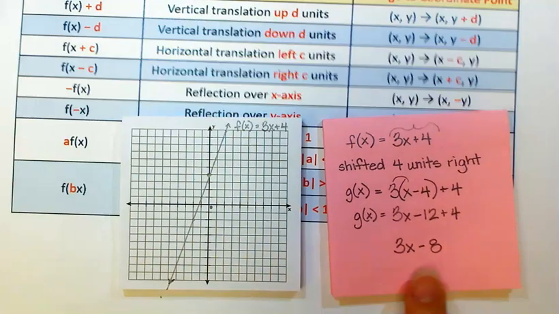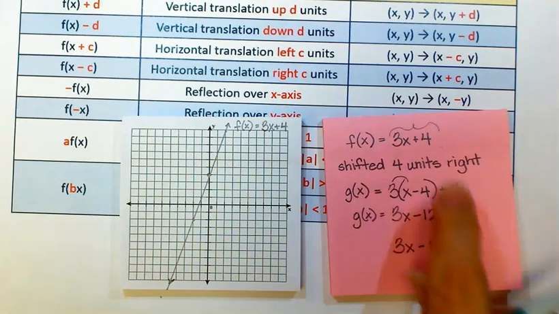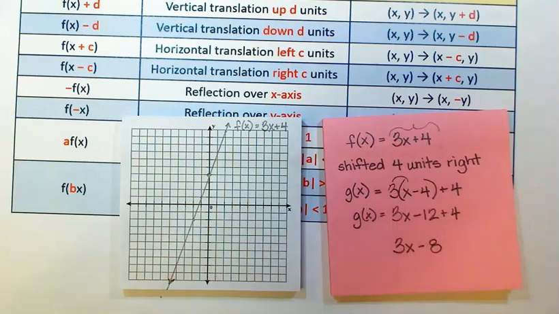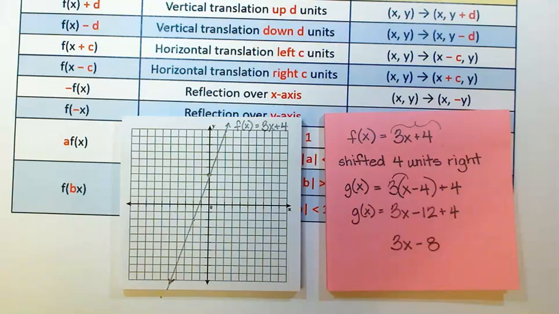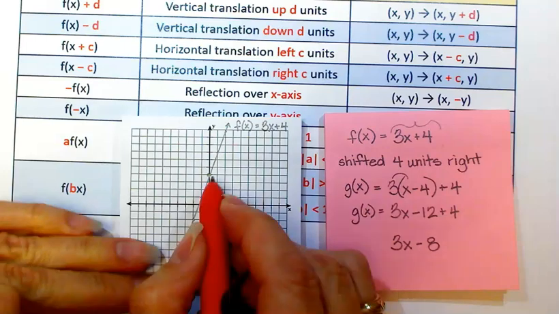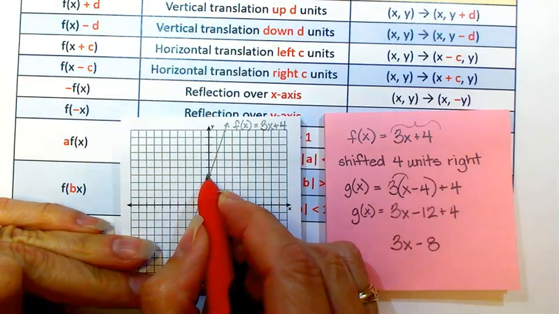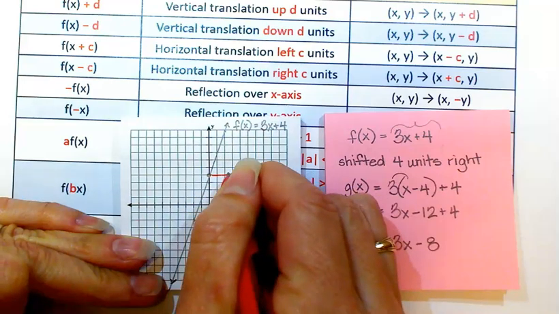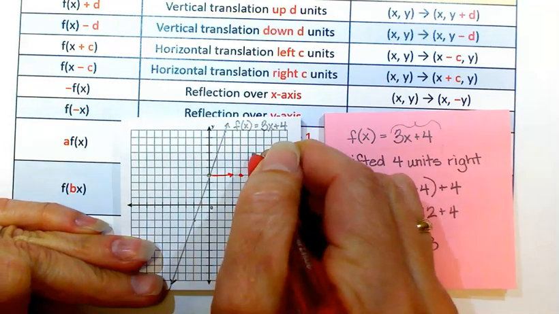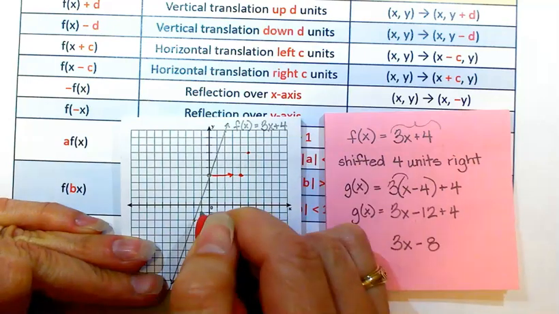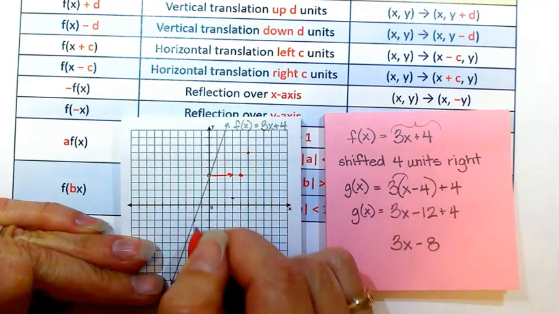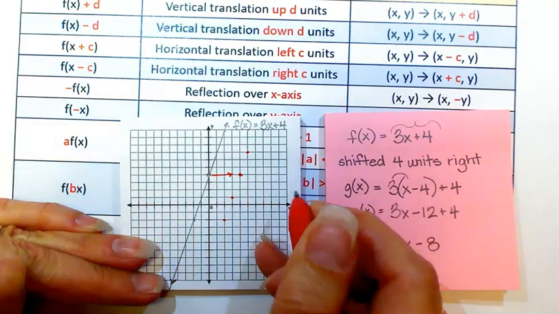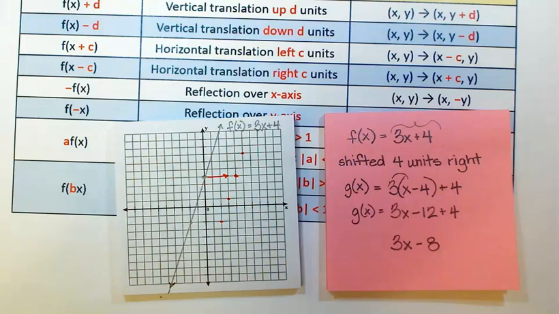Okay, so let's see if this is indeed shifted 4 units to the right versus what we had. Instead of doing my x and y values in a table, I'm just going to come up here and say, I've got a point right here, and I want to shift it 4 units to the right. 1, 2, 3, 4. This one, 1, 2, 3, 4. Shift this one, 1, 2, 3, 4. Shift this one, 1, 2, 3, 4. Shifting everything to the right, 4 units. Let me draw my line.